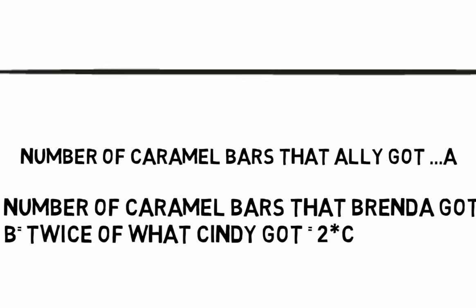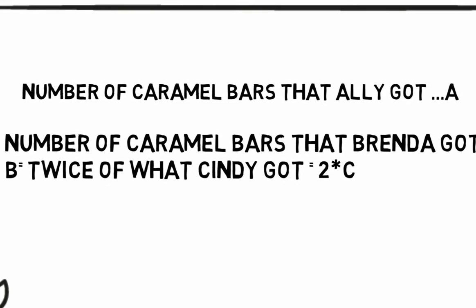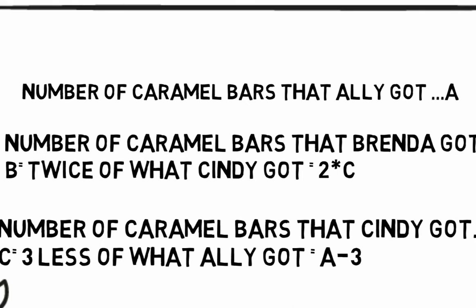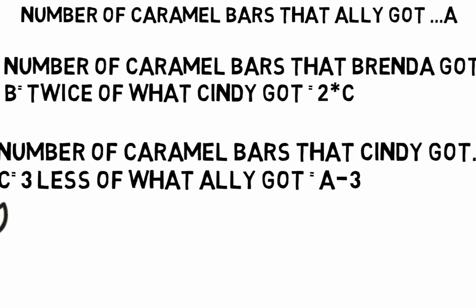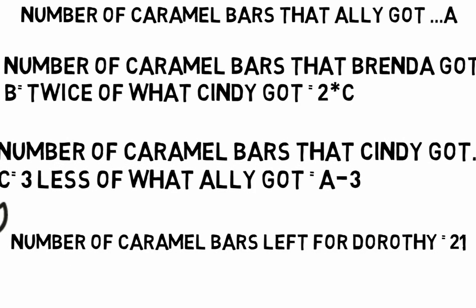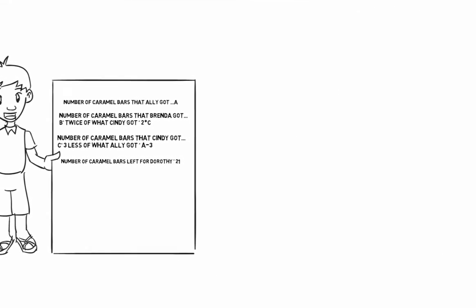B equals twice of what Cindy got, equals 2 times C. Number of caramel bars that Cindy got, C, equals 3 less of what Allie got, equals A minus 3. Number of caramel bars left for Dorothy, 21.